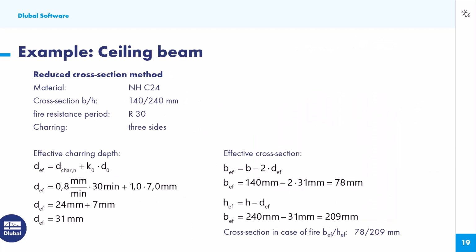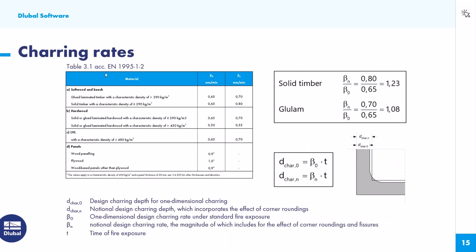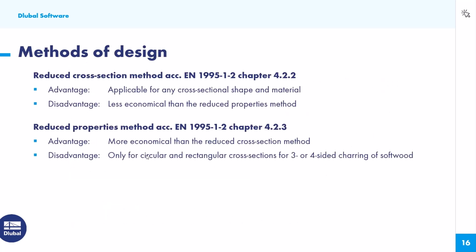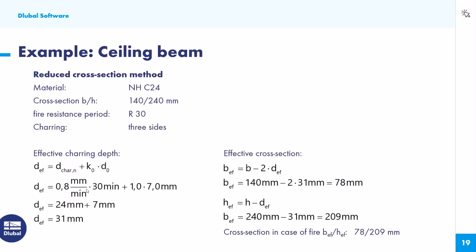Okay, that's it. Let's do a small example for this ceiling beam, which is softwood C24, 140 by 240 millimeters. The fire resistance period should be R30, and the charring should be on 3 sides: left, right side, and the bottom side. So what we do is calculate our charring depth, multiplying the beta n factor from table 3.1. It's this table, solid timber, which is C24. We have 0.8, multiplied by the time. In this case it's R30, meaning 30 minutes. We get 24 millimeters. And we additionally add 1.0 times 7 millimeters. And then we get an effective charring depth of 31 millimeters.